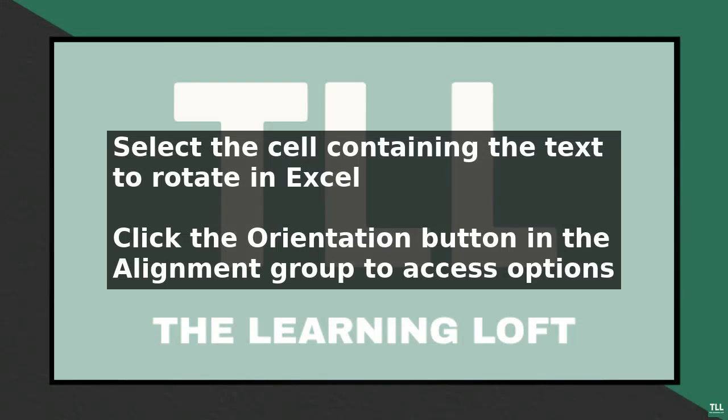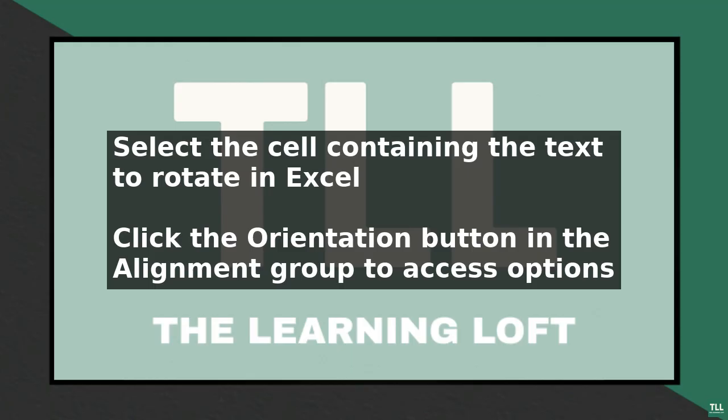To rotate text in Excel, start by selecting the cell containing the text you want to rotate. Click on the cell to highlight it. Then go to the Home tab in the Excel ribbon. In the Alignment group, click on the Orientation button.